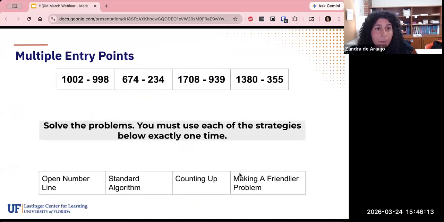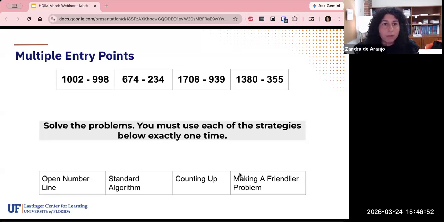So here's one example. You have these different subtraction problems at the top here. And it says solve the problems. You must use each of the strategies one time. So there's lots of different ways to approach it. If you're really good at counting up, you can think about which one do I want to start with counting up? And I would hope that maybe they did the one on the top left because that's a nice counting up one. They're only four apart. But that might not be what another student thinks of first. So it's not forcing them into one entry point. It's allowing them to make some choices about how they enter this problem.